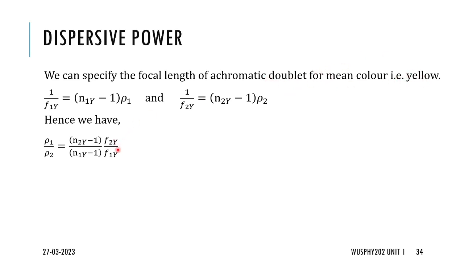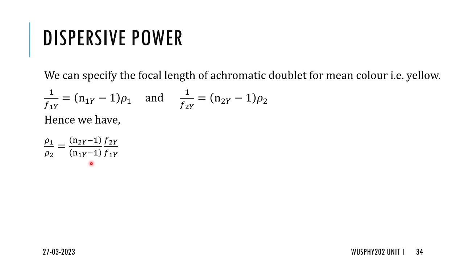We are not talking right now about the doublet. We are talking about yellow color, where rho 1 by rho 2 should be n2y minus 1 into f2y upon n1y minus 1 into f1y. See that rho 1 is 1 upon f1y into n1y minus 1, and rho 2 is 1 upon f2y into n2y minus 1. So rho 1 by rho 2 will be this. They are inversely related.